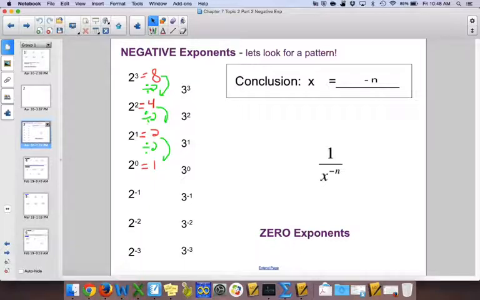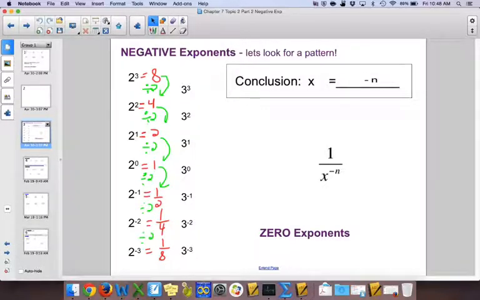Okay, let's keep this pattern going. 2 to this thing called negative 1. Well, 1 divided by 2 is just 1/2, so let's write it as a fraction, 1/2. And then if we divide 1/2 in half, we're going to get 1/4. And for the last one, we're going to get 1/8. So you can see that pattern of dividing by 2 each time.